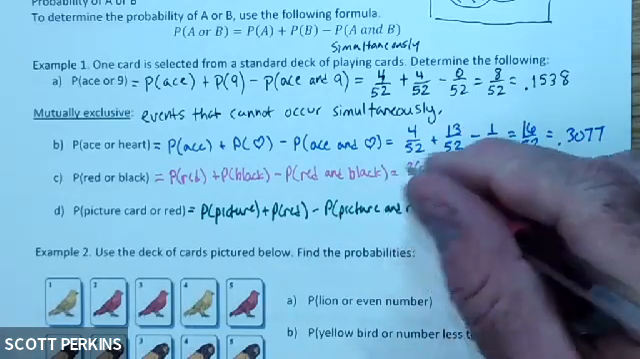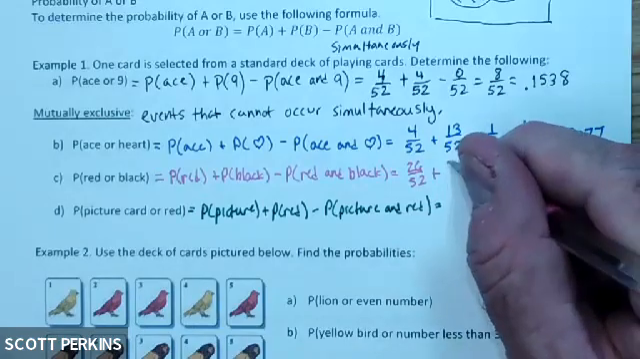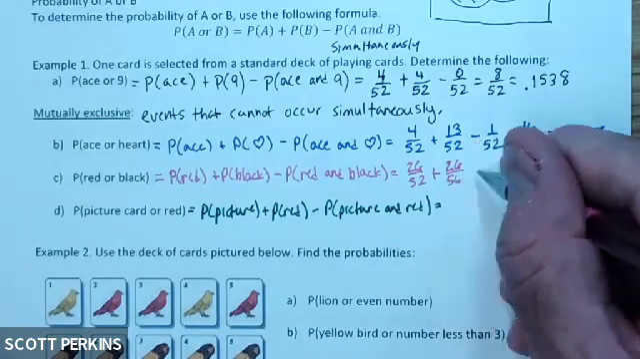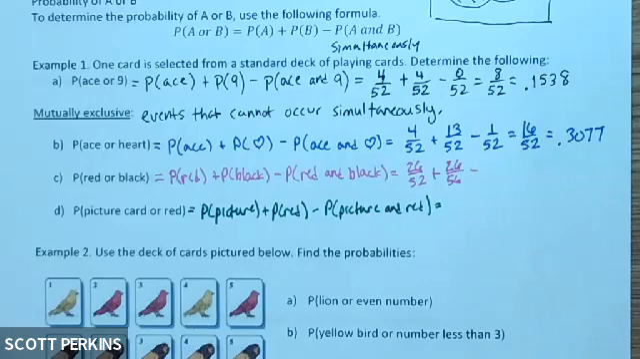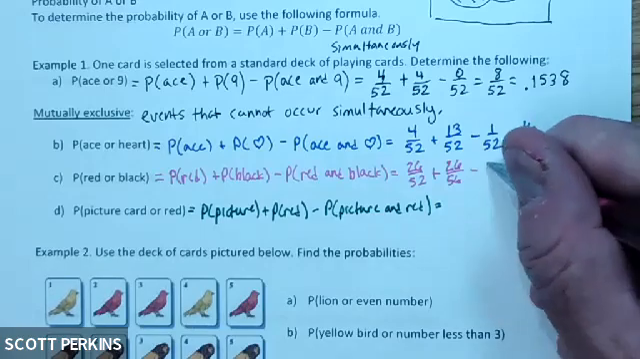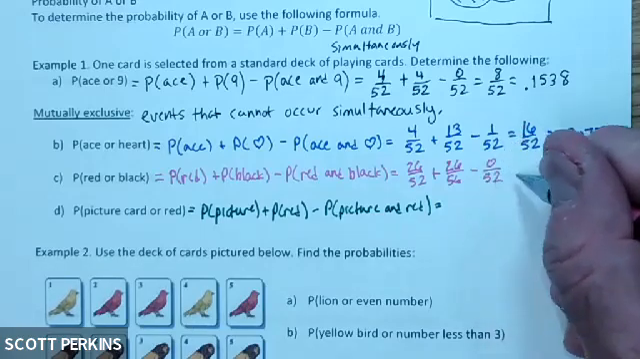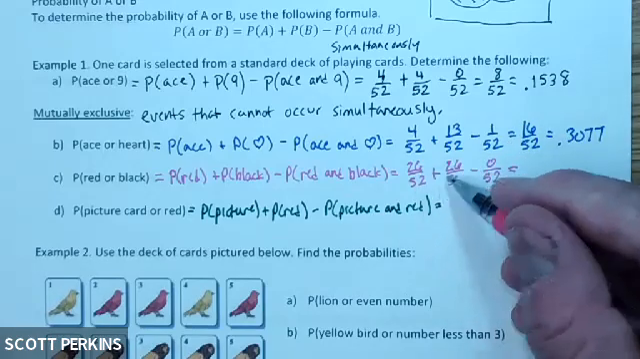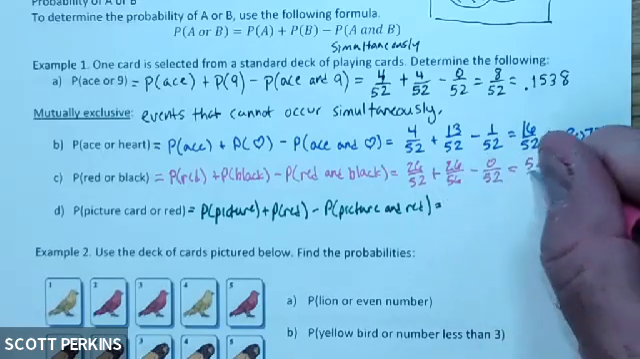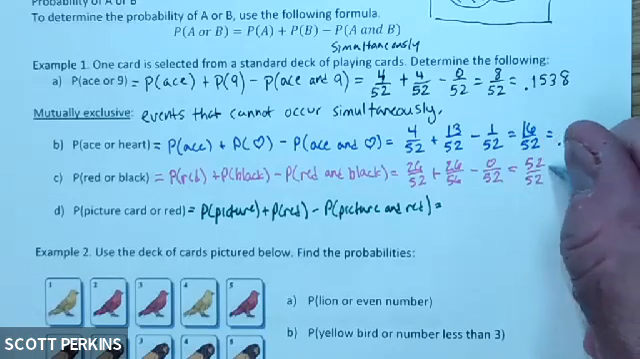How many black cards are there in the deck? Yeah, that's for sure. And then how many cards are there both colors? 0. This is mutually exclusive. The cards are either one or the other. So 26 plus 26 is 52 out of 52. And so that is a probability of 1.